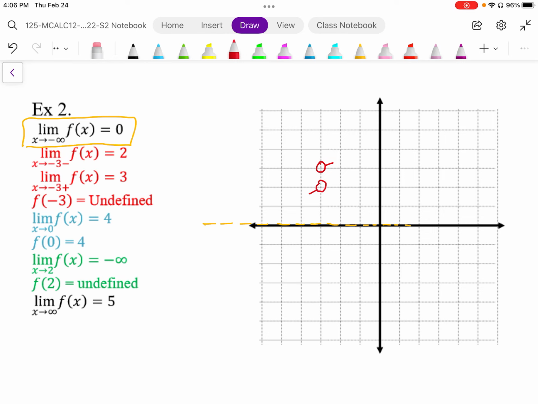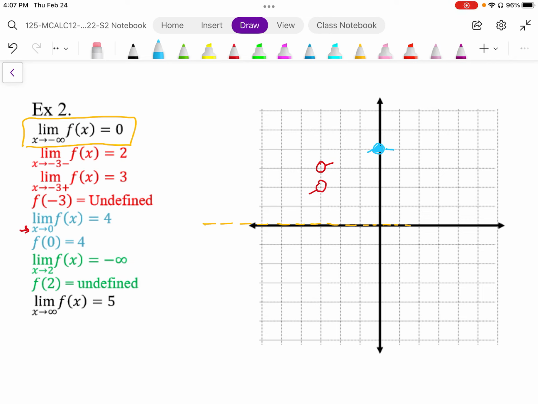For x equals 0, as we approach 0 from both sides, again, this represents a two-sided limit. As x approaches 0, we're approaching a value of 4. So I'm going to have that, and it's going to be from both sides. And the value at 0 is in fact 4, so I'm just going to fill in that coordinate. So that's actually a coordinate.